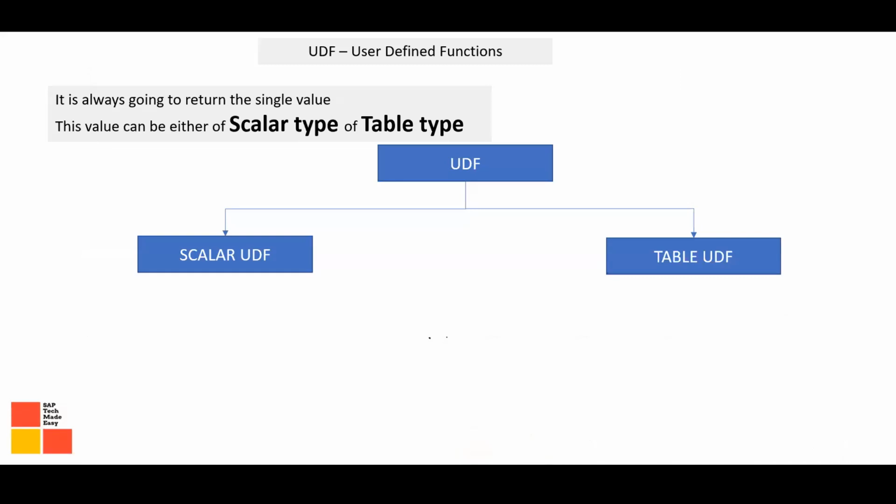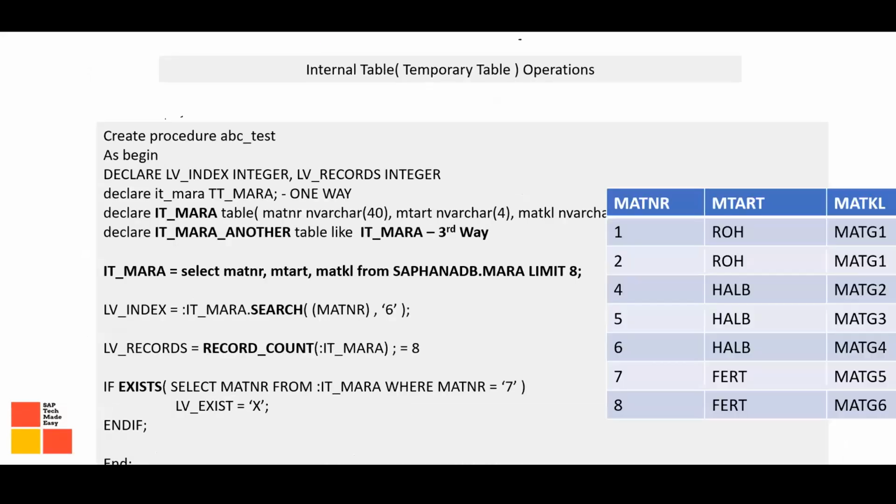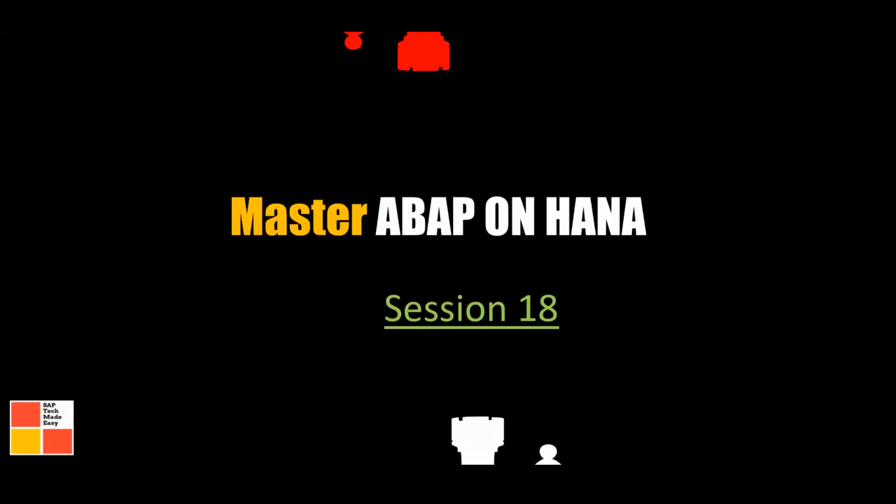Then one container name is UDF. When you are writing the SQL script code, you require a UDF container, right? There are three different types of container I have just discussed: anonymous, stored procedure, and UDF. UDF is again divided into two parts: one is scalar and another is table UDF. So these are the different concepts present.